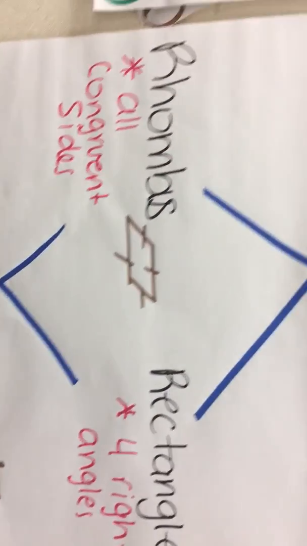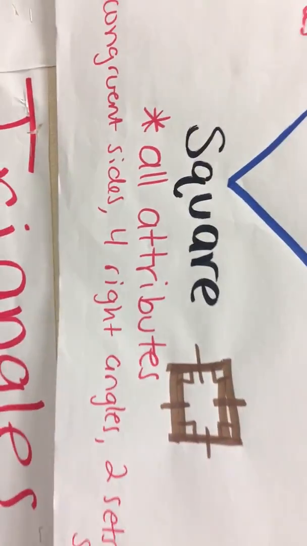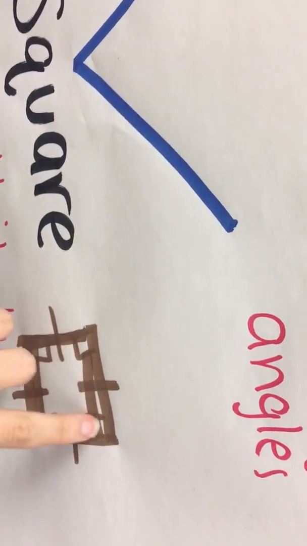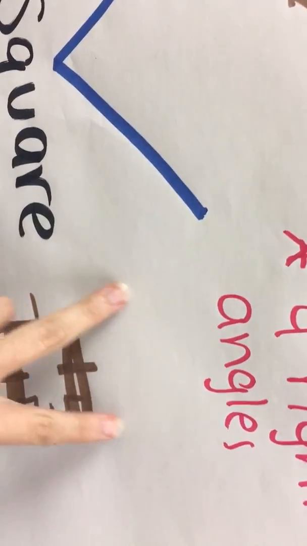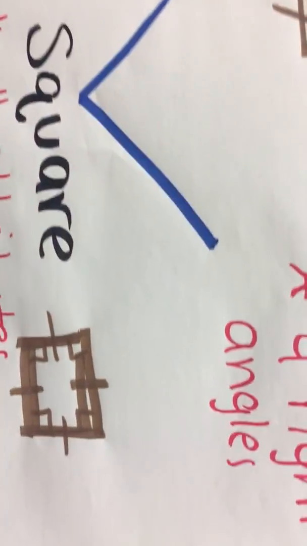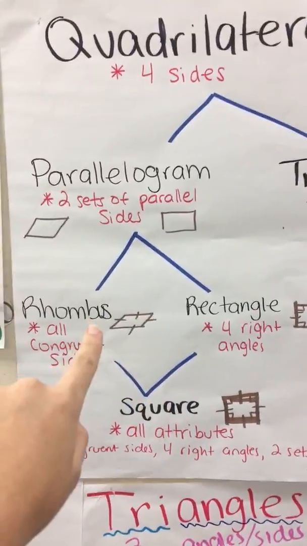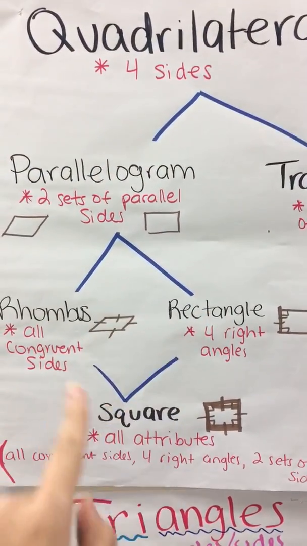Okay, as you go down, so a rhombus is a parallelogram and a quadrilateral. Now a square has all the attributes. Okay, a square has all equal sides, just like a rhombus, 4 right angles, just like a rectangle, 4 sides like a quadrilateral, and 2 sets of parallel sides like a parallelogram. All right, that's why we have this giant chart right here to tell you. So a square is a rhombus and a rectangle, a parallelogram, and a quadrilateral. It has all of those.